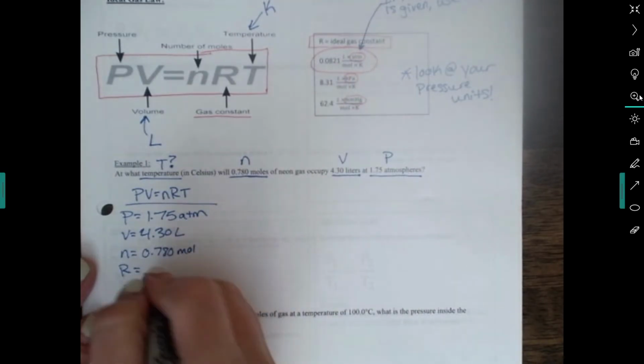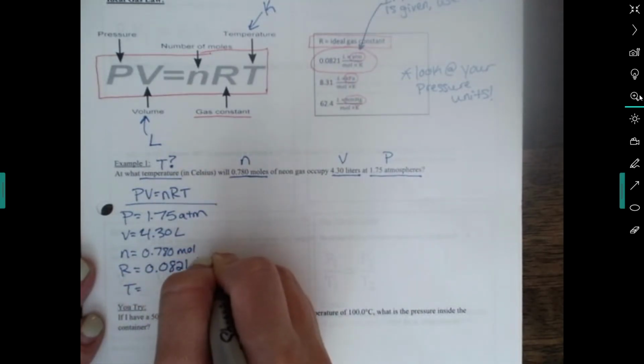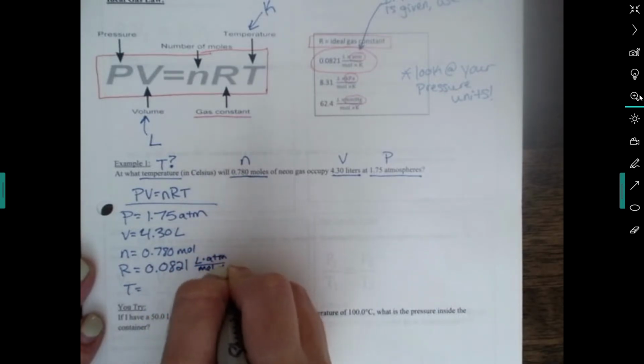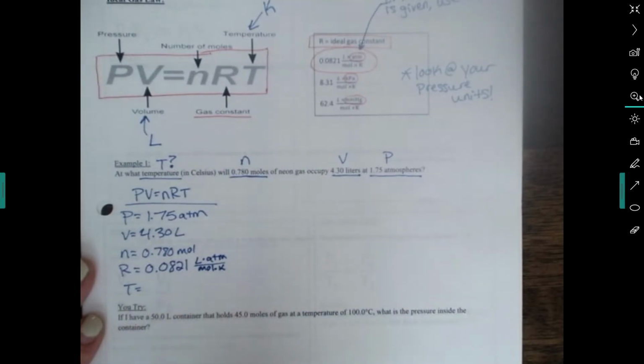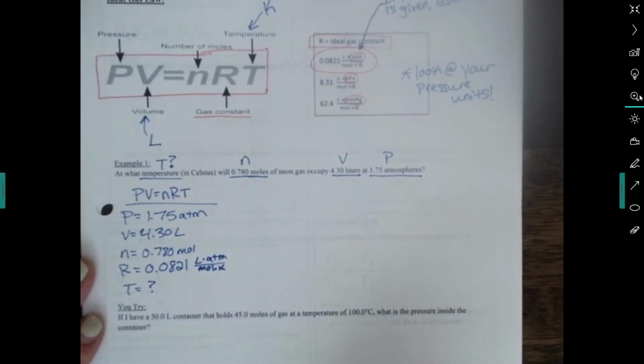So it's going to be 0.0821 liters times atmospheres over moles times Kelvin. I know those units are long. Okay, and temperature is what I'm looking for, so that's my unknown. Let's plug everything in.